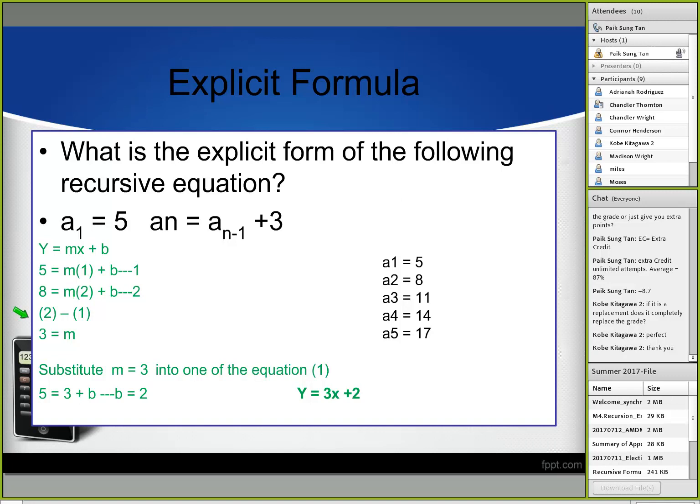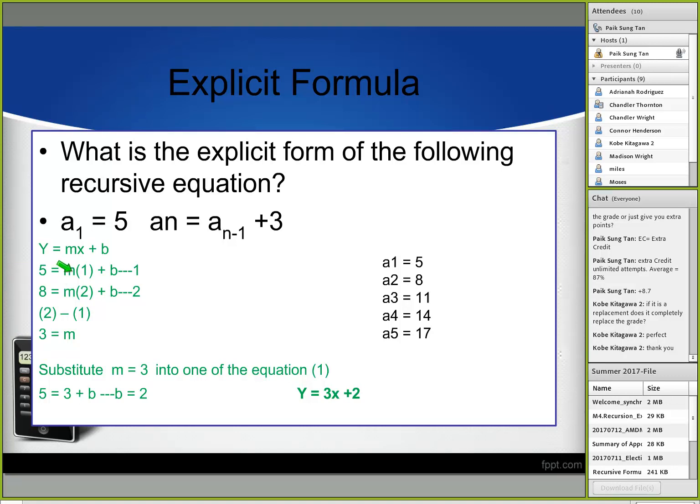So I use a system of linear equations. I subtract the second equation from the first equation. When you subtract equations, you subtract the number with the number, the m with the m, and the b with the b. So 8 subtract 5, I get 3.